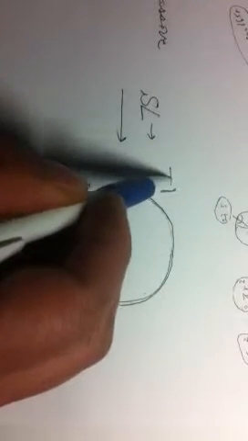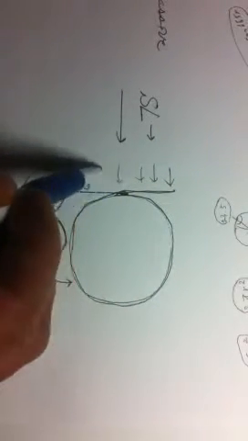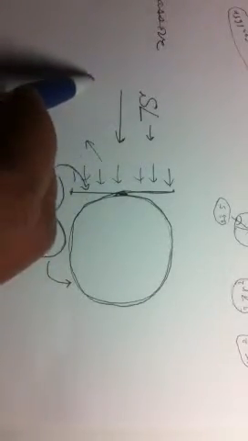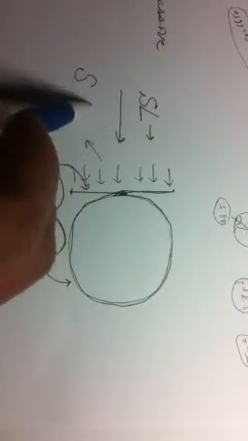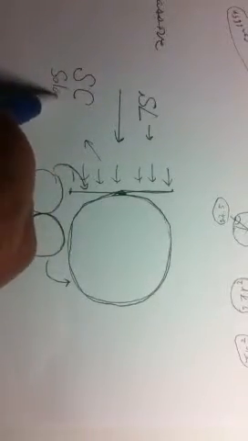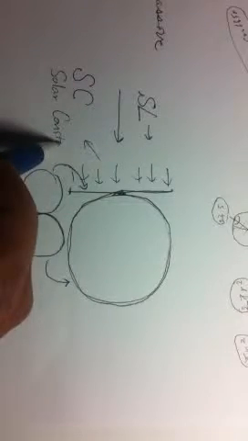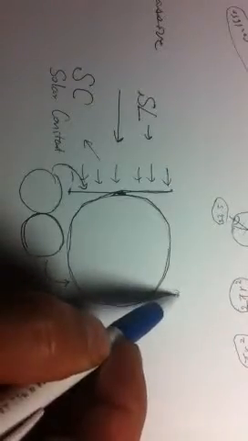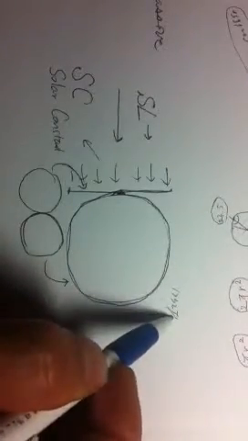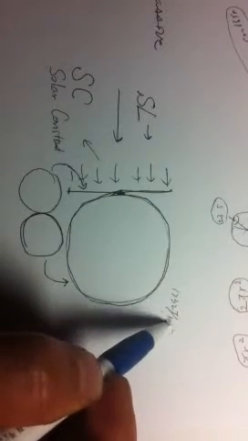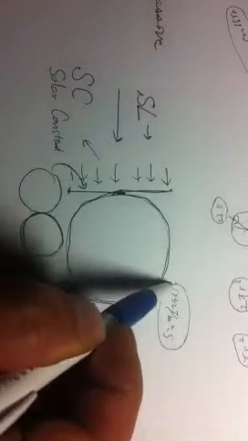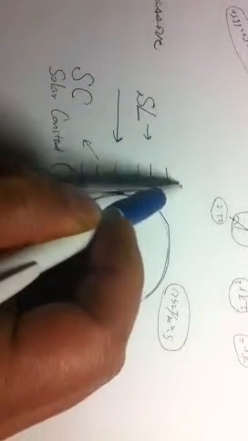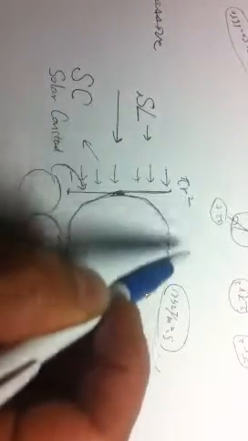And then the sunlight comes directly here. And the energy of the sunlight at that moment is called the solar constant. It is measured here, the Earth's solar constant, in joules per meter squared each second. And the area here is pi R squared.